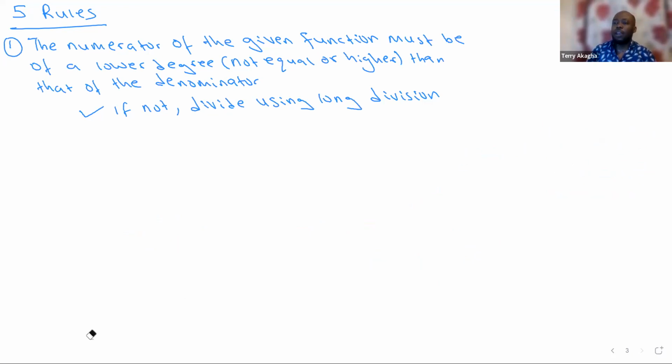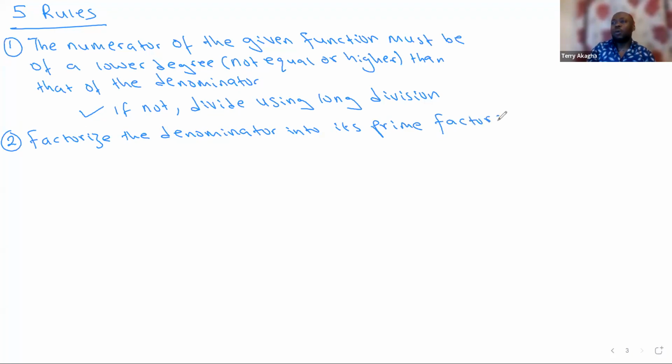Now, the second part here is, when you've done that, then the denominator of what you want to express, you have to break into its prime factors. So basically, you have to factorize the denominator into its prime factors. I also have a video on quadratics and polynomials, so you can go back and have a look.